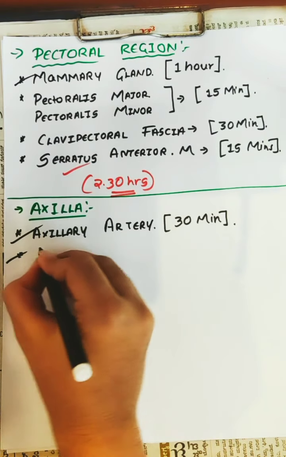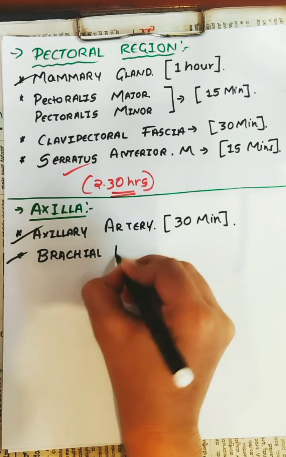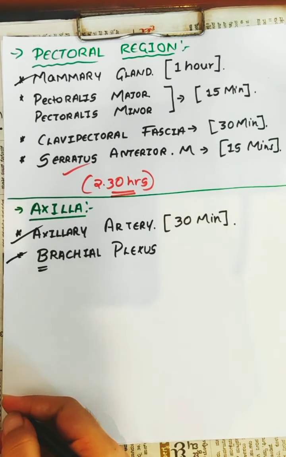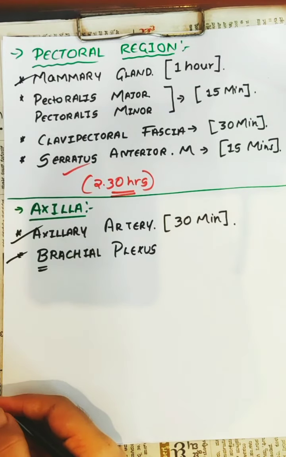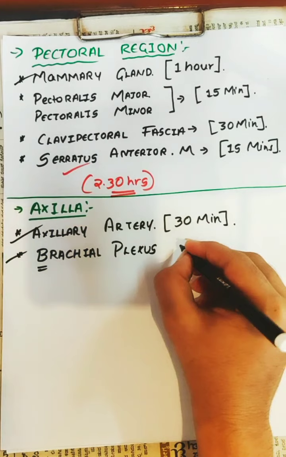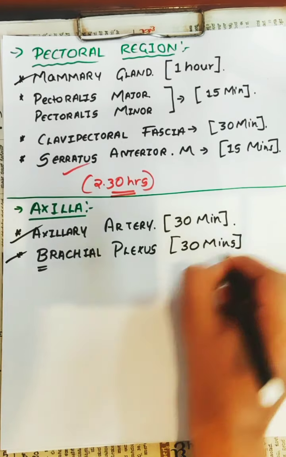The second important topic is the brachial plexus. As everyone knows, this is one of the most important questions usually asked in the exam for 10 marker or 5 marker. So this is quite an important topic. Try to compile the brachial plexus within 30 minutes.